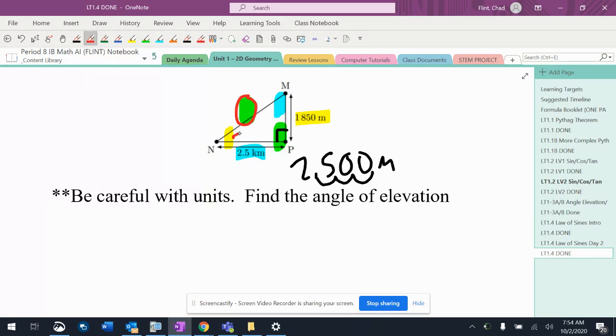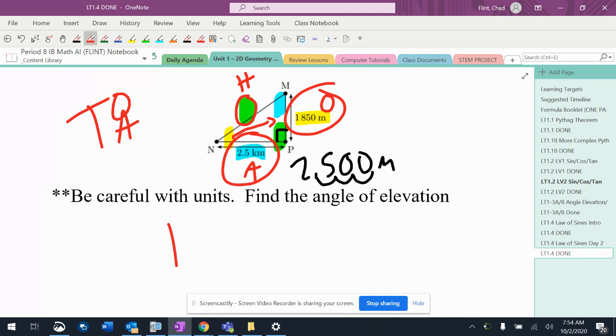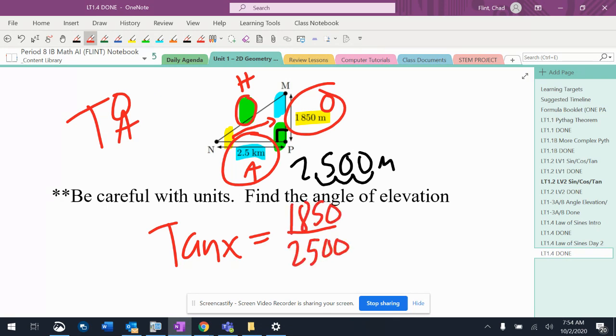Angle of elevation is right here. That means this is the opposite. This is the hypotenuse. This is the adjacent. This is going to be a tangent problem. So tan of x, because I don't know, it means I'm doing second tan, is opposite over adjacent. Make sure you use the same units. Now, if you converted the meters to kilometers, you'll get the exact same answer. It won't matter. So I'm going to second tan this.